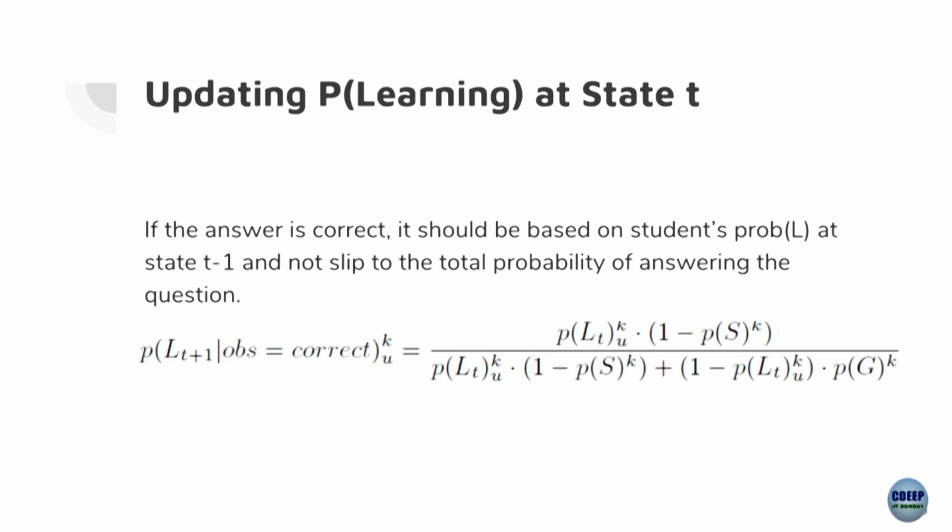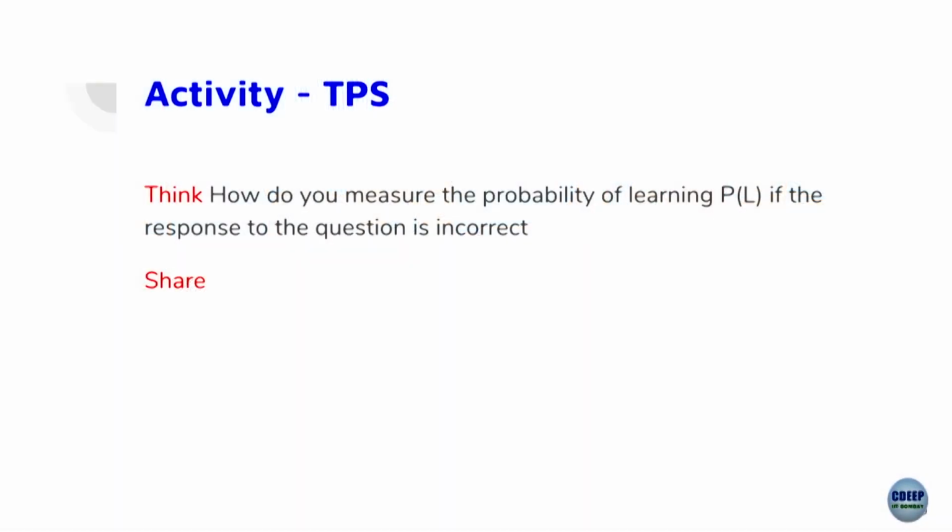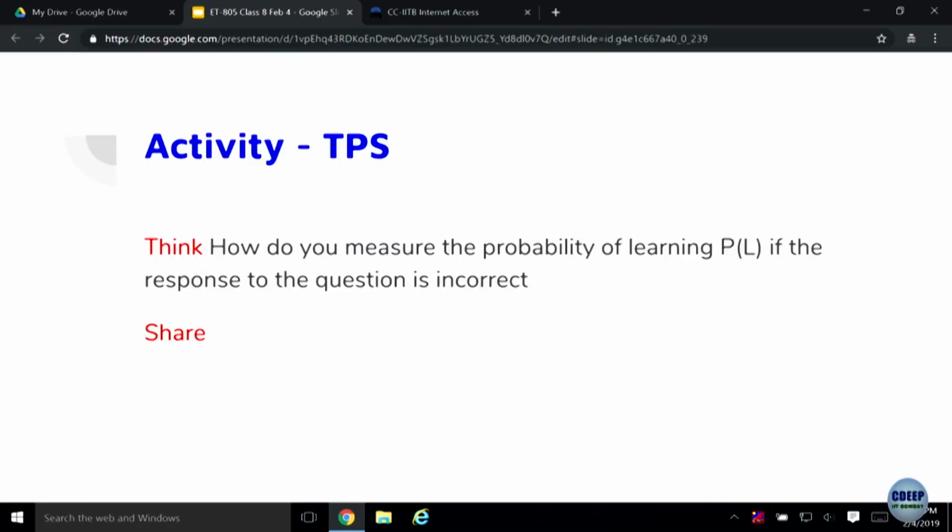The next question, I want to tell you the question before. I want you to predict the probability of L(T+1) if the observation is incorrect. The observation is incorrect, not correct. Write it down and tell me, then I will go to the next level. Let me know the answer.